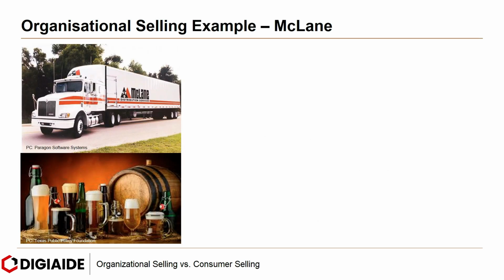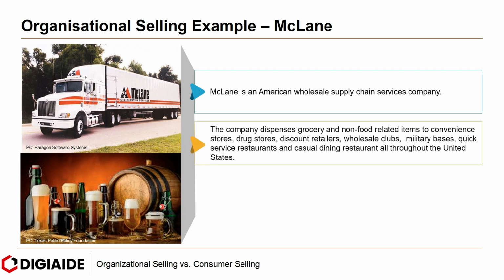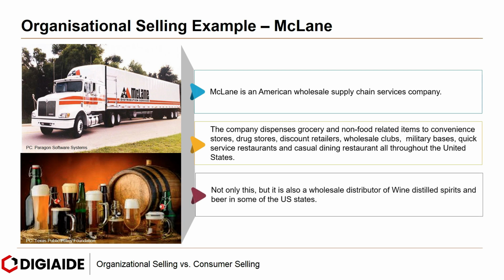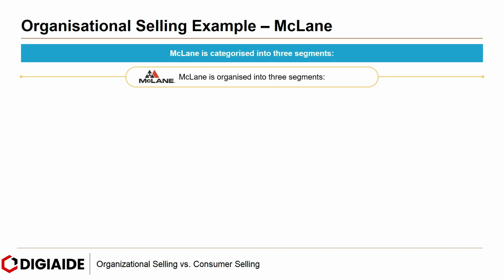Now looking at a few examples of companies in the organizational selling space, one of them is McLane. McLane is an American wholesale supply chain services company. The company dispenses grocery and non-food related items to convenience stores, drugstores, discount retailers, wholesale clubs, military bases, quick service restaurants, and casual dining restaurants all throughout the United States. Not only this, it is also a wholesale distributor of wine, distilled spirits, and beer in some of the US states. McLane is categorized into 3 segments.